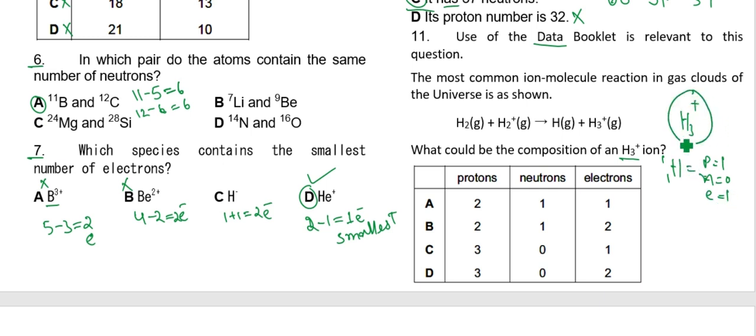But if we talk about 3 hydrogen atoms, there are 3 protons. 3 hydrogen atoms means we have 3 protons, 0 neutrons, and then 3 electrons. But after that we have one positive charge, meaning one electron is lost, so the electrons become 2. So the right answer should have this composition, 3 protons, so we cannot choose this and this. There are 3 protons, 0 neutrons, and 2 electrons, so D will be the right choice.